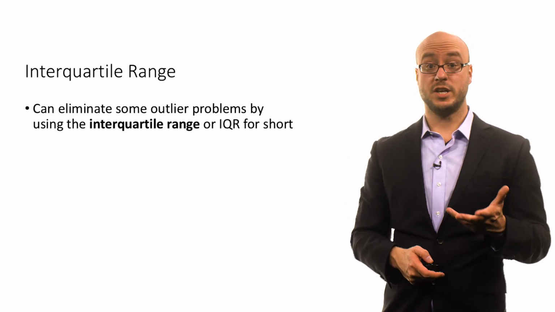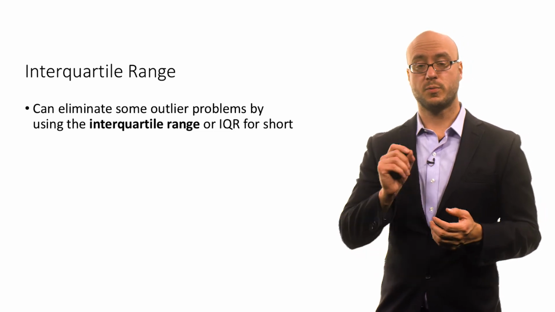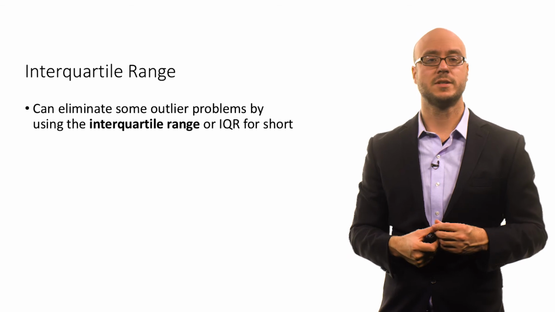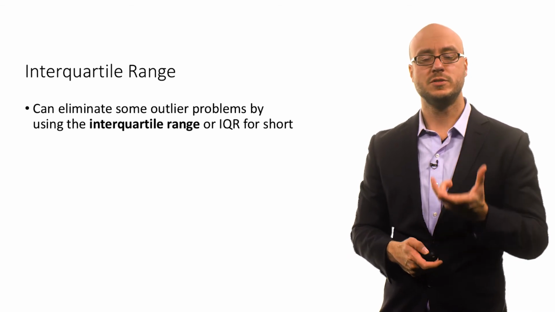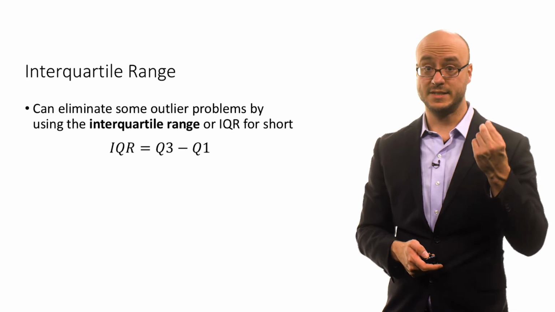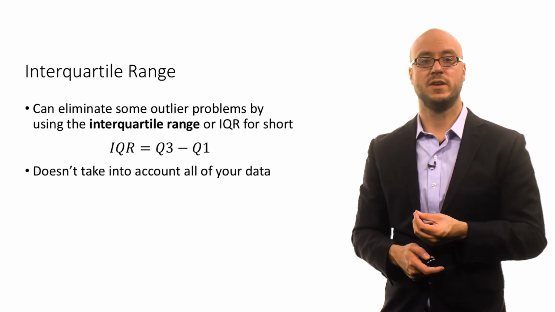We also have a related measure, the interquartile range. The problem with the range is that it's sensitive to outliers because it's based on the maximum and minimum values of a numerical variable. So we can use the interquartile range. It's simply the third quartile minus the first quartile. That is the 75th percentile minus the 25th percentile.